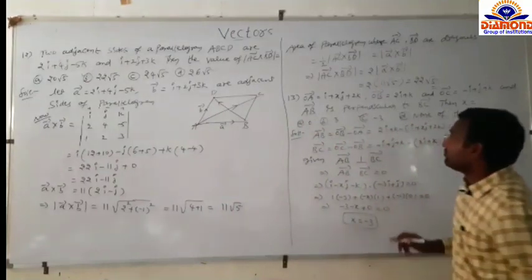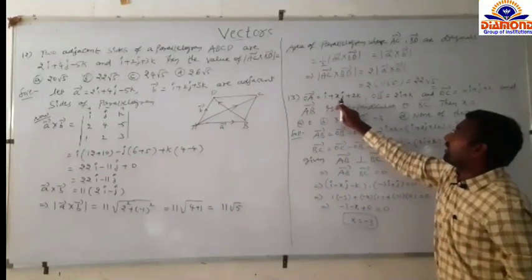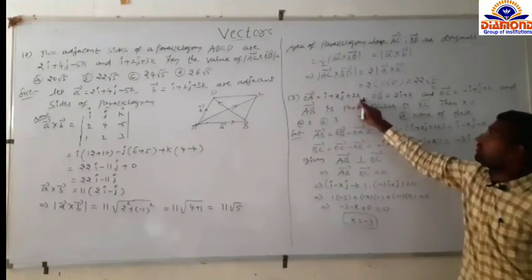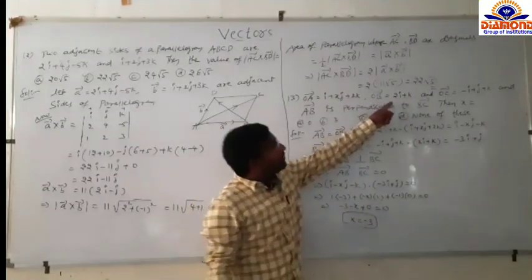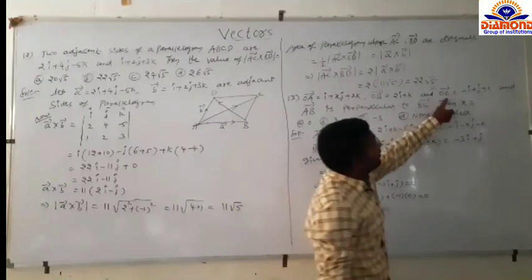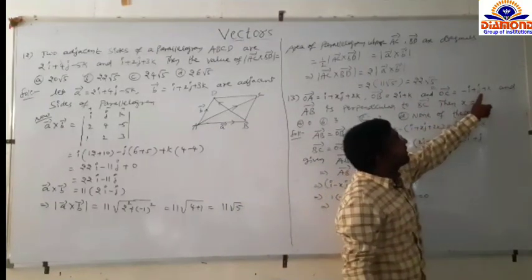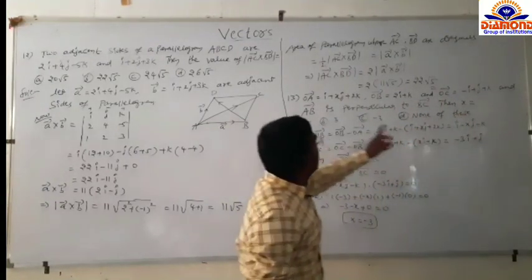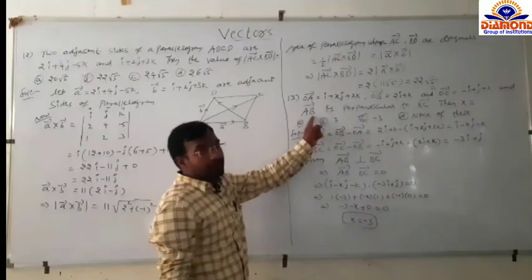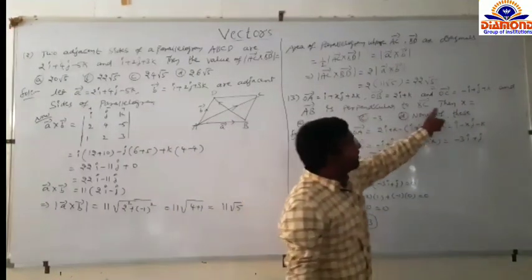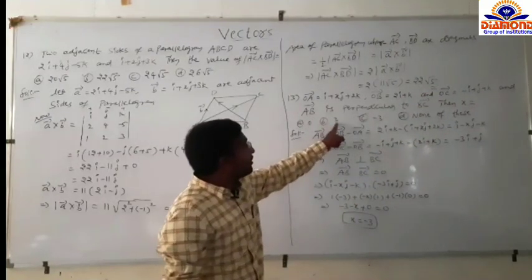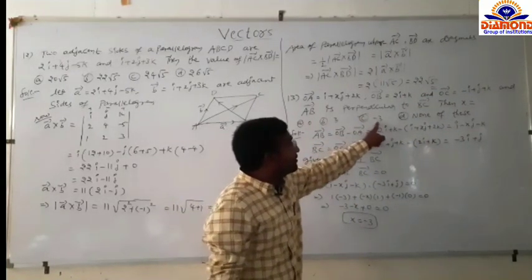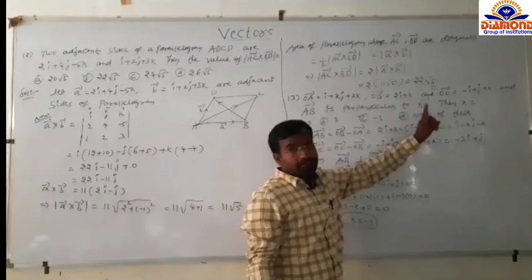Next problem. OA bar equal to i plus xj plus 2k. OB bar equal to 2i plus k. And OC bar equal to minus i plus j plus k. And one more condition is given: AB bar is perpendicular to BC. Then find x. Options: first option 0, second option 3, third option minus 3, fourth option is none of these.